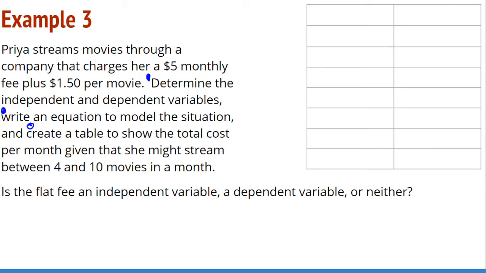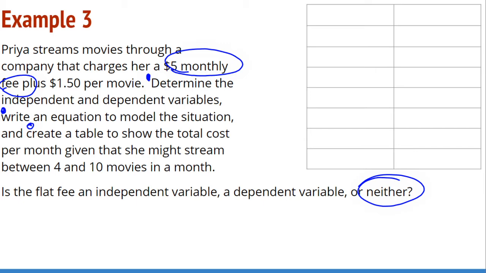Now we have something in here called a flat fee. This $5 monthly fee. First question, is that a variable? Is that going to change every month? Or is it going to remain the same? The answer is it's not going to change. It's not a variable. It's a constant. The $5 fee is neither. It is not an independent variable. It is not a dependent variable.